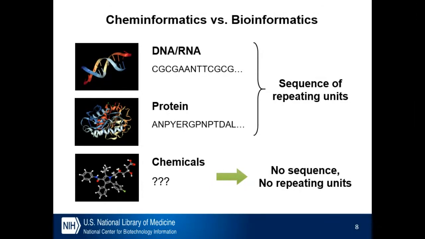But cheminformatics deals with chemicals, and these chemicals do not have repeating units nor sequences. This difference is very important because it affects how to represent the structure of molecules and how to compare them with each other. For example, you can represent the entire human genome using a sequence of just 4 letters of A, T, G, and C. But that kind of simplicity cannot be expected in cheminformatics.